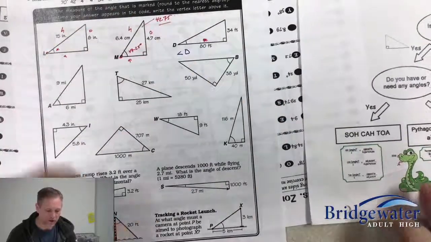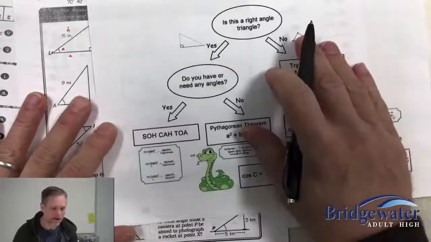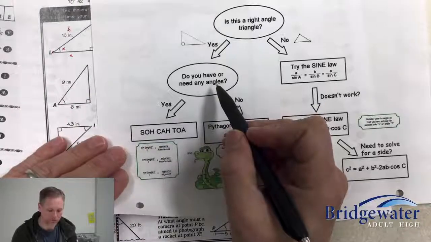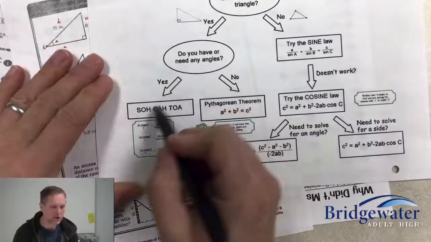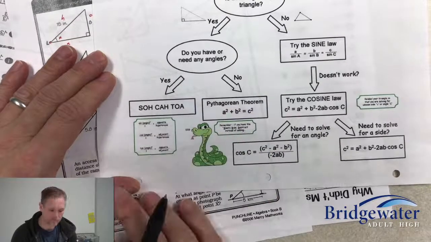So when it comes to finding angles, first of all, is this a right angle triangle? And the answer is yes. So on the side, do you have or do you need any angles? Well, they're looking for this particular angle. So the answer is yes. So we're going to be using sine, cosine, and tan, or SOHCAHTOA.